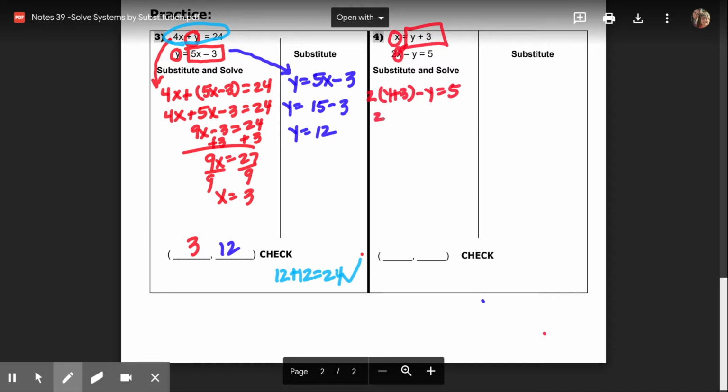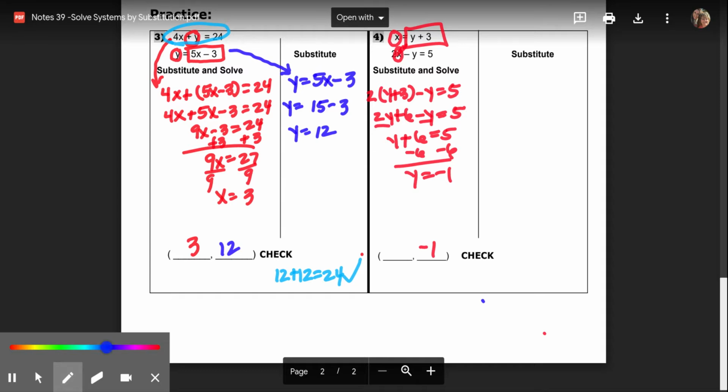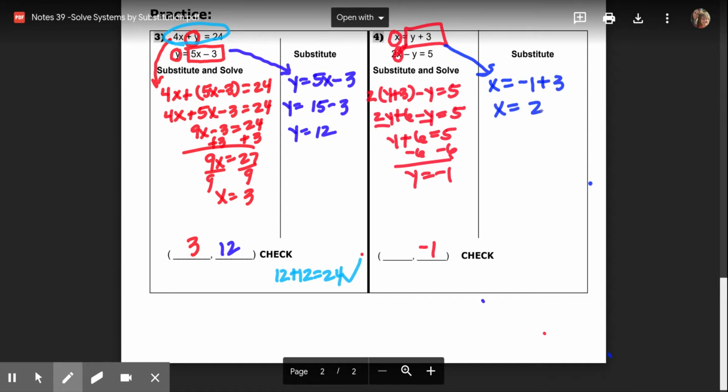So we're going to distribute. So 2y plus 6 minus y equals 5. 2y minus y is y plus 6 equals 5. Minus 6 minus 6. So y equals -1. Then we can substitute. So we're going to use this equation. So x equals, our y is -1 plus 3. So -1 plus 3 is 2.